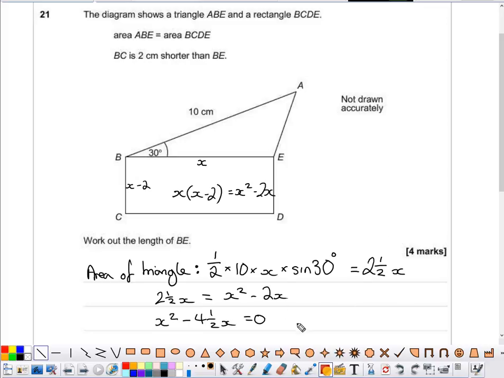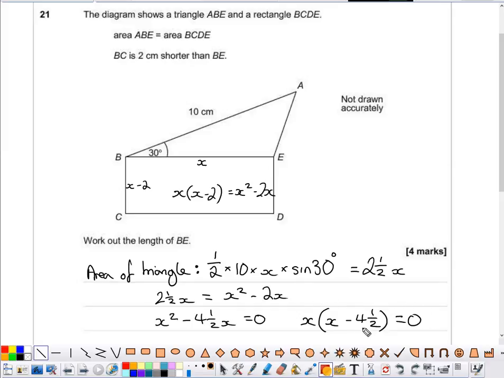X is a common factor here, which we could remove and factorize. So X multiplied by X subtract 4.5 is equal to 0. It's another way of writing that exact same expression. We've just taken X out as a common factor. Here's where we can now start to find a solution.